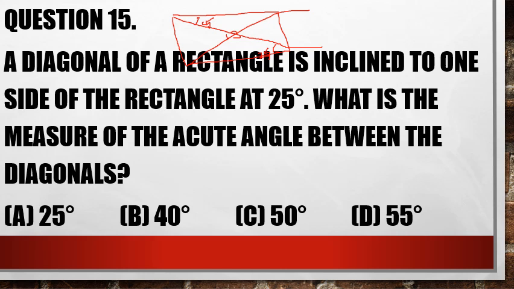Since this angle is 25 and it is a rectangle, all four parts of the diagonal, that is this part, this part, this part, and this part, are of equal length. Then if these parts are of equal length, this is a rectangle. Let this point be O.